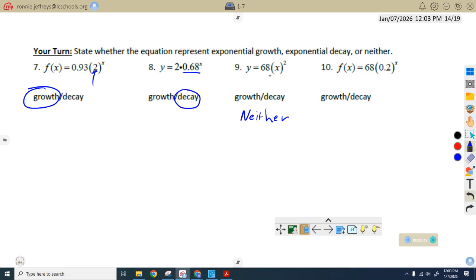If it's an exponential function, x is the exponent. That means x is like the little number getting like a piggyback ride. And then number 10, this would be growth or decay. Decay. All right, so that's good. So got 1 through 7.